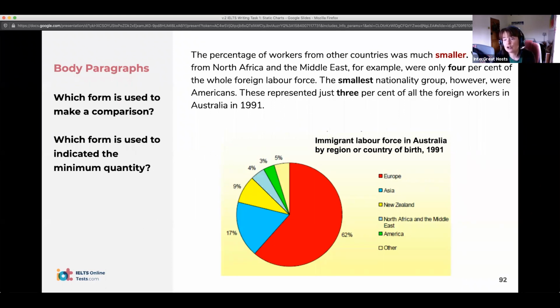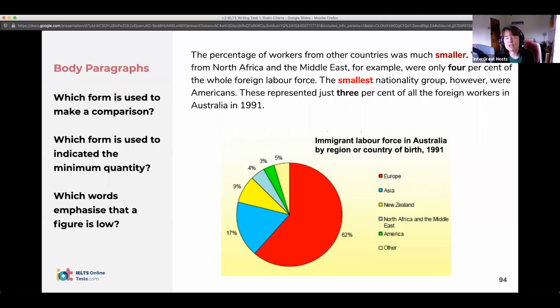You can write it out, percent, or you can do the symbol percent. That's fine. It doesn't matter. It's always percent. It's not percents. Yes, Omi, very good. So we're using comparatives and superlatives here to make the comparison between the different figures.